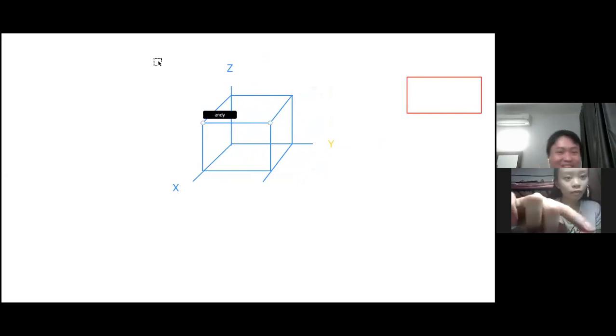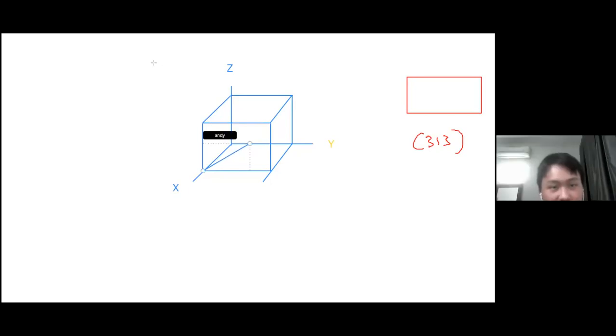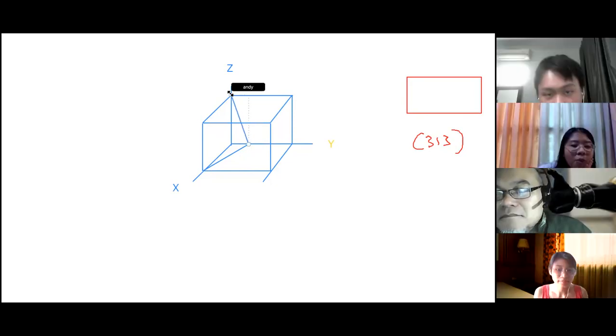Okay, so where is 313? 313 means x is 3, right here, and y is 1, and z is also 3.